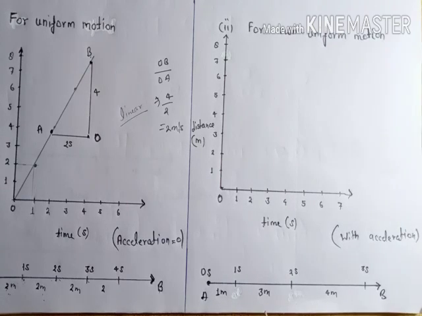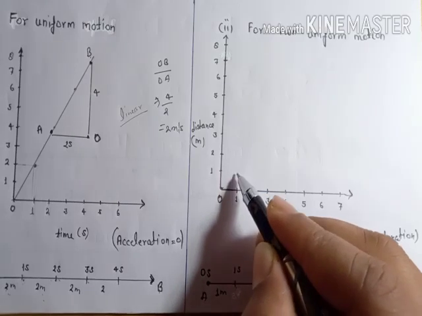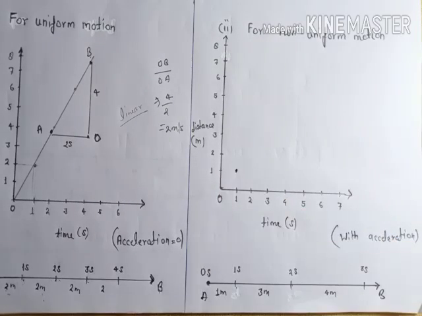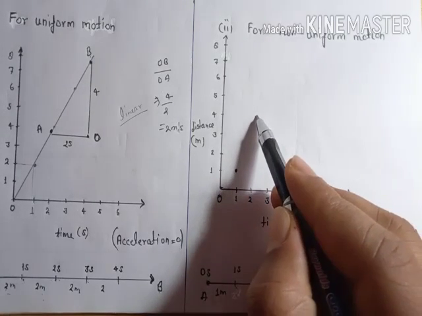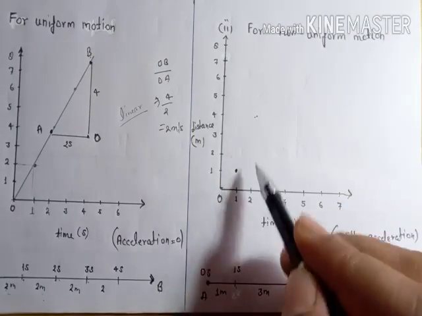So we have considered that the body covers 3 meter distance from here to here, and in the next second the body covers 4 meter. So plot the graph of this. After 1 second you traveled 1 meter, so this is 1 here. After 2 seconds the total distance is 4 meter, so it is here, this is 2, this is 4.